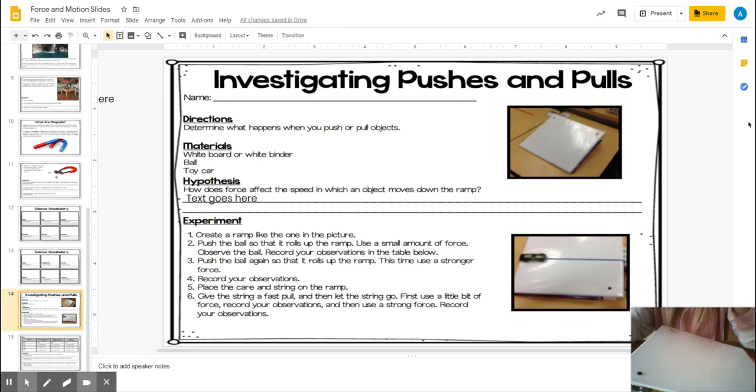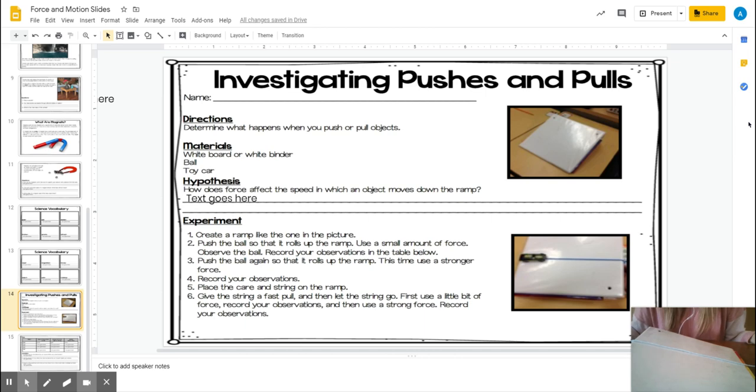What did I do? Was it a push or pull? Did I use a lot of force, no force, and what happened? And then it says do it with the car. So I have my car at the bottom of the ramp with my string, and it says use a little force at first. So over here, I'm using a little force, just a little bit. So go ahead and record what I did there.